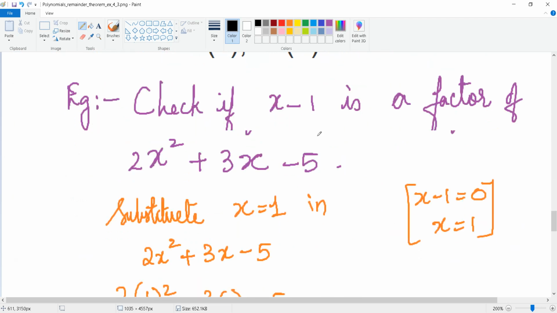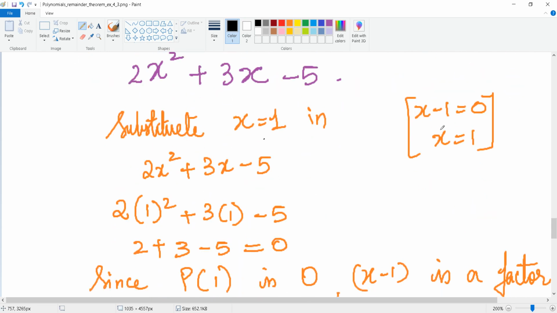Alright, so now I will show you one example. If they ask you, check if x minus 1 is a factor of 2x cube minus 5. Okay, so what do we do over here? We try to see if it is a factor or not. So we take x equals 1. How did we get x equals 1? By x minus 1 equals 0. So x equals 1, right? We move the 1 to the other side.